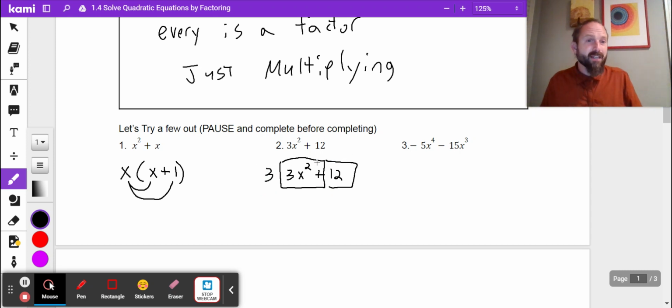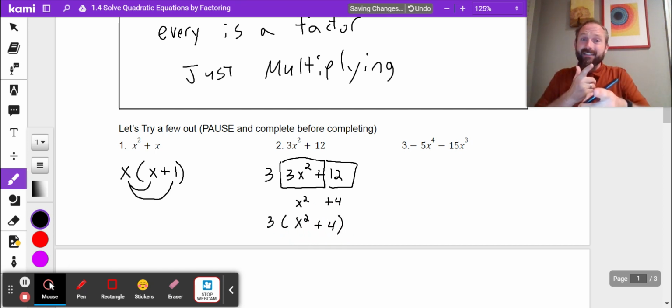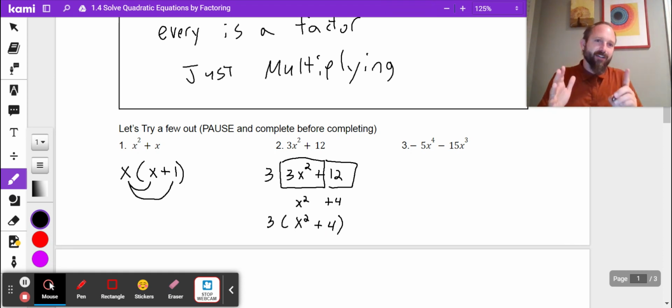3 times what equals x squared? x squared. 3 times what equals 12? Positive 4. So now I have my factors: 3, and then x squared plus 4. That's it. Now, technically we haven't factored everything out, but we're just doing some basic factoring, okay? So let's go on.